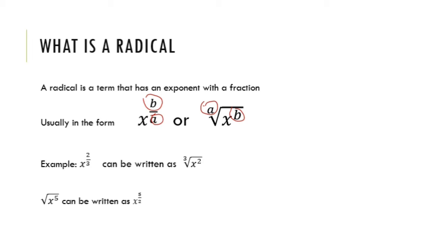So for example, x to the 2 over 3 could be written as the cube root of x squared. The square root of x to the 5 can be written as x to the 5 over 2. In both cases, you'll notice that whatever is in the denominator is the type of root that it is. And if the root has no number on top, there is an imaginary little invisible 2 there.